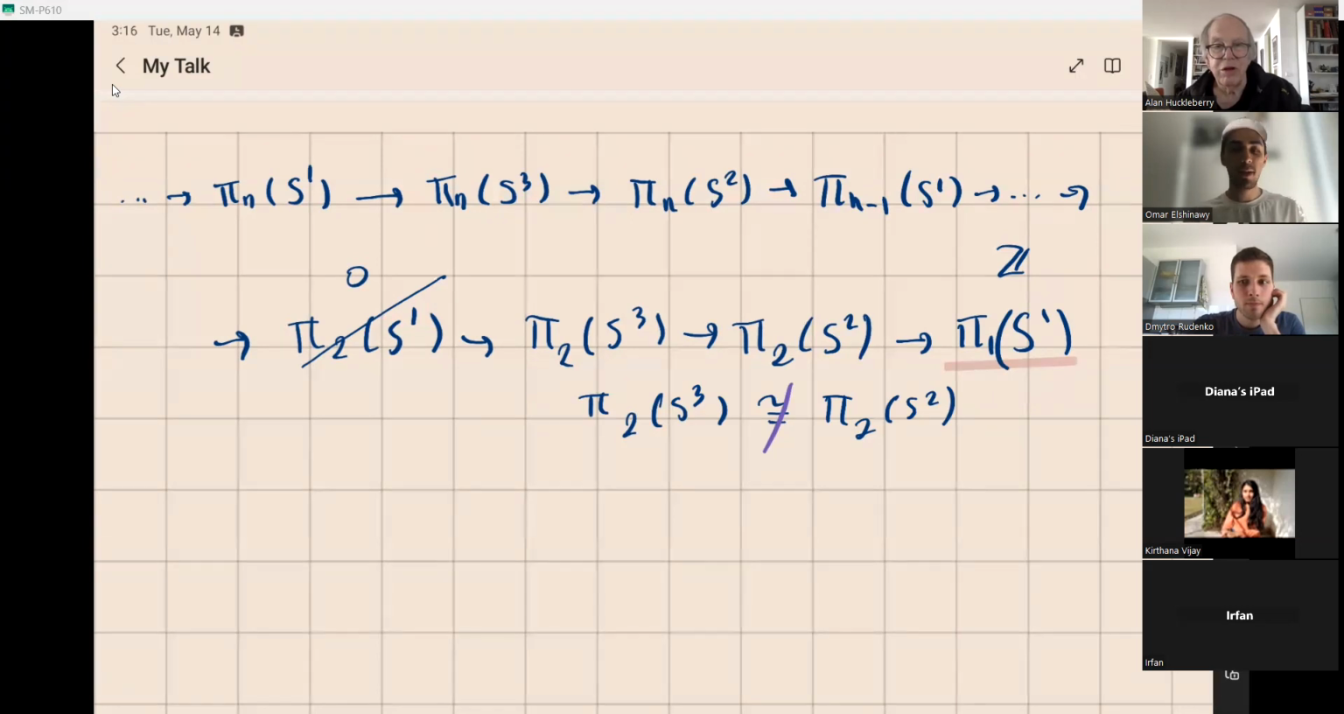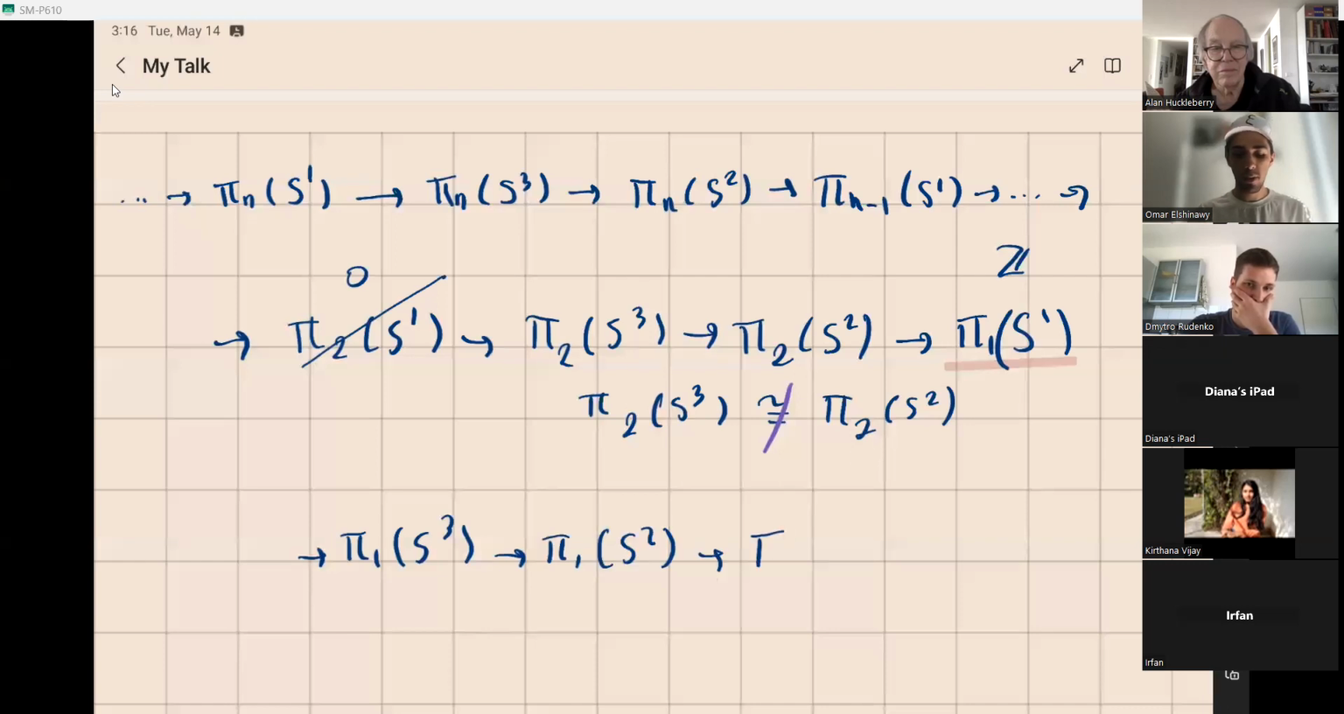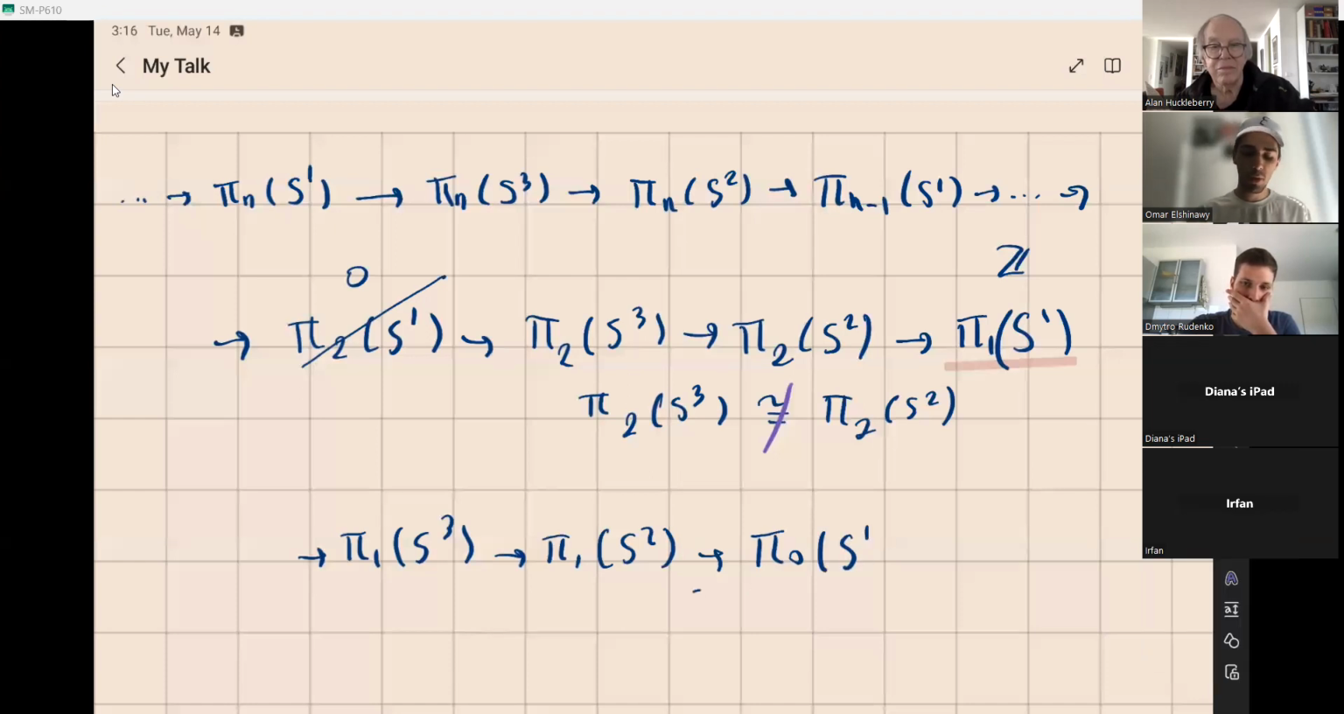If you would go on in that exact sequence that you've written there, where you underlined in red, what would be the next term? So you get pi 1 of S3, then pi 1 of S2, and then you get pi 0 of S1, and from here you don't get groups. So pi 0 is not a group. It's just the set of path connected components. Good remark.